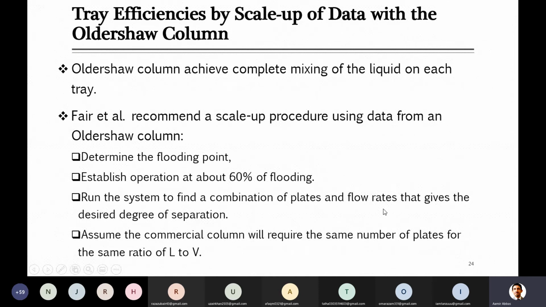Then if we scale this up and install a large size absorption tower having the same number of trays, and use the same ratio of liquid to vapor flow rates, definitely the flow rates will be higher than for the small scale column. If we scale them up but keep the same ratio of liquid to vapor, then that column will perform well as per the prediction of this Oldershaw method.